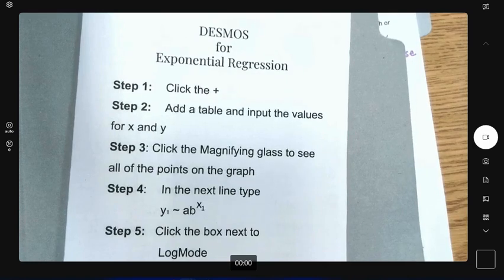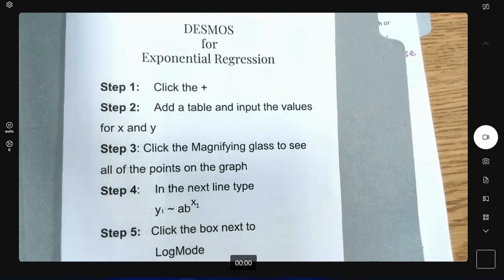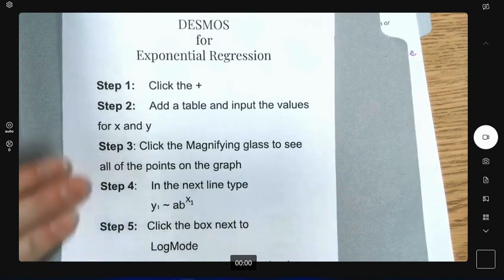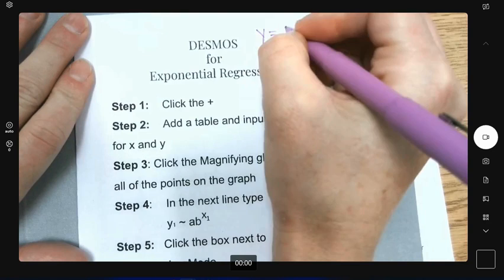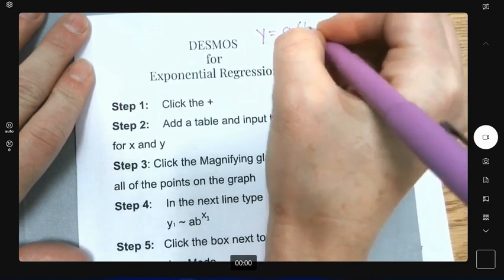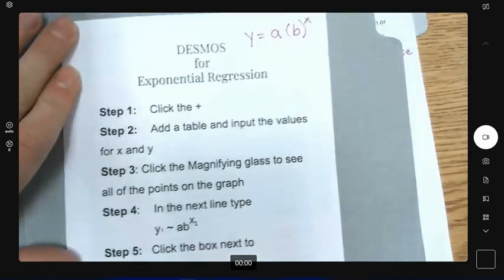We've been learning about exponential equations for a while, so now we're going to use Desmos to actually write the equation. So this is actually called exponential regression. We did linear regression back when we were doing linear equations, and we had to use the y equals mx plus b, that famous equation. Well, here we're using the famous equation for exponential functions. Y equals a times b to the x.